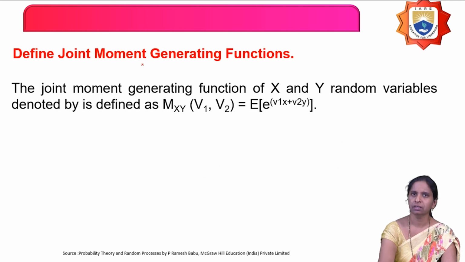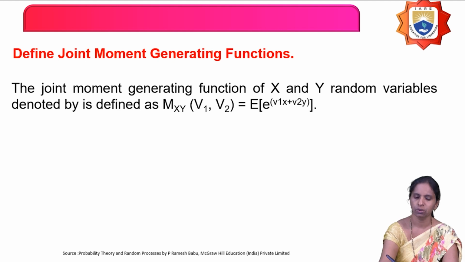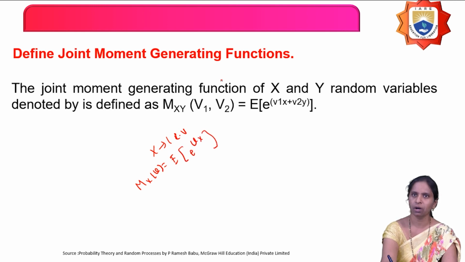Next one is, in a similar manner, you can define the joint moment generating function also. If you have a single random variable, it is called the moment generating function, and it is written as Mx of v is equal to the expectation of e power v into x. Now, the joint moment generating function is nothing but having more than one random variable. So, for example, x and y are two random variables. Then it is called the joint moment generating function.